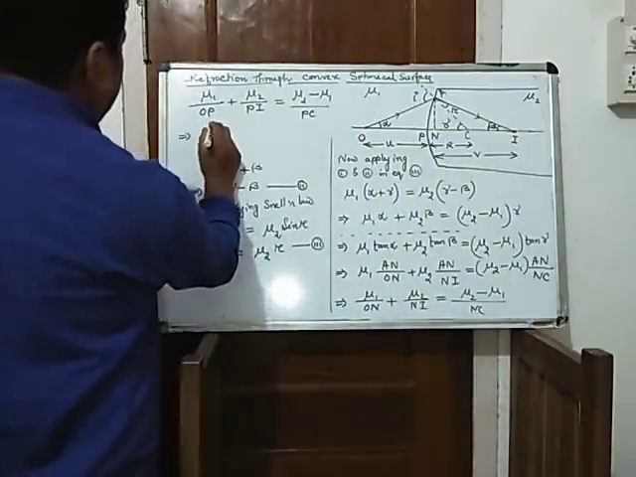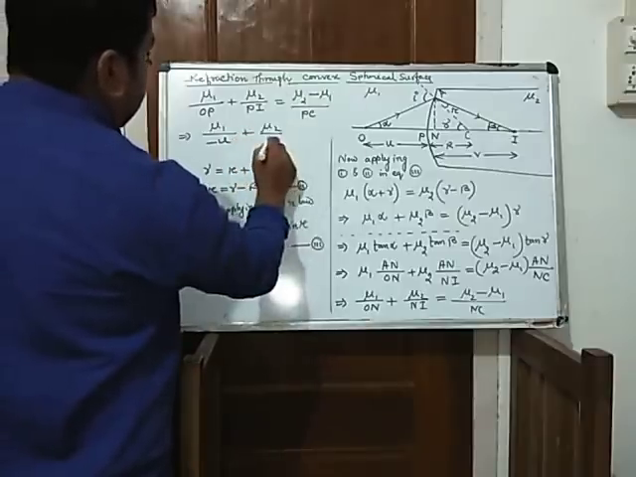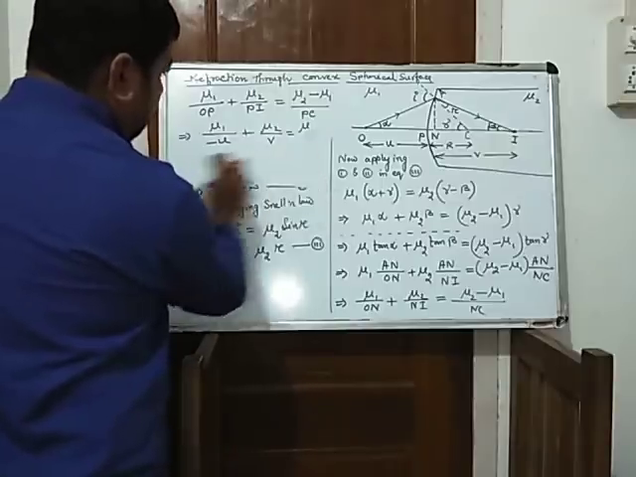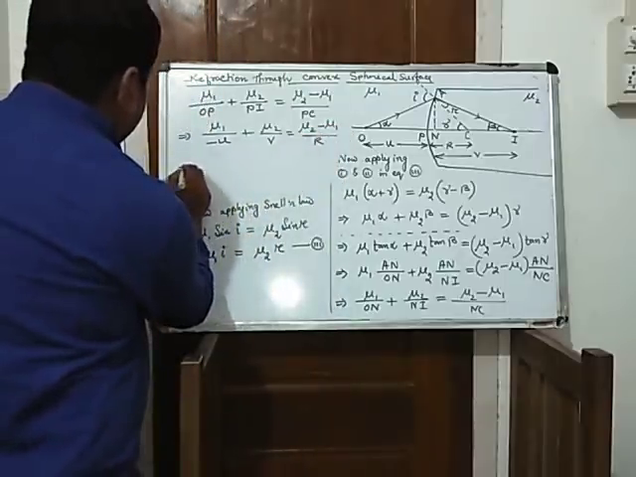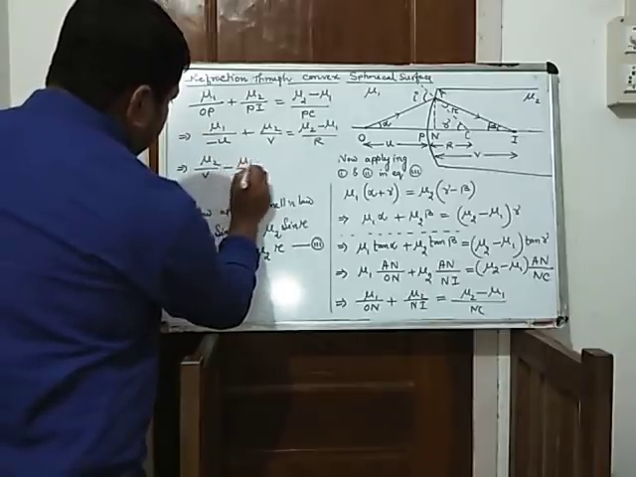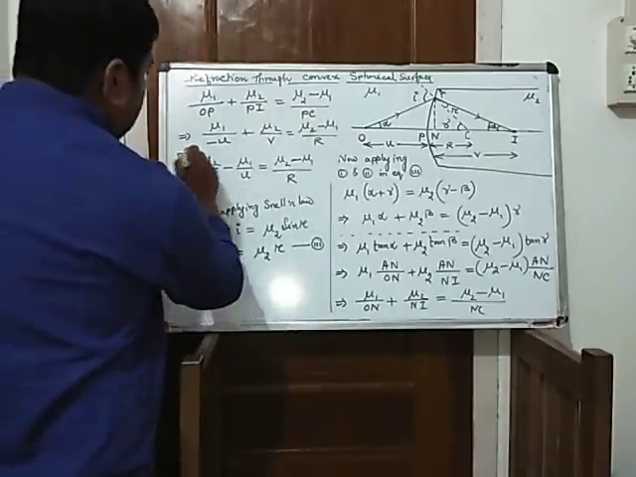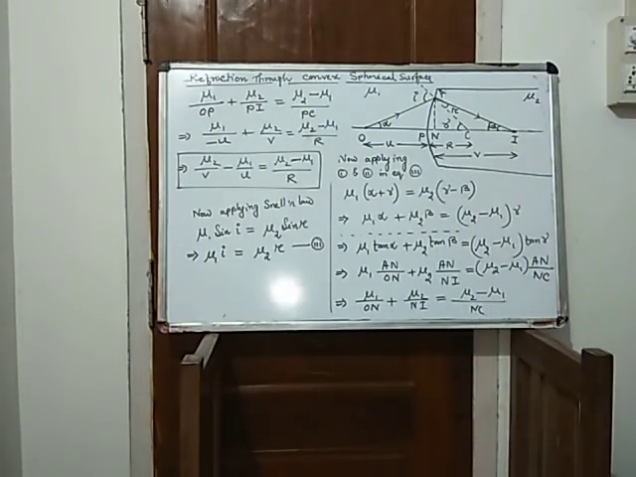Okay. So mu 1, u means in front of it, so it is minus. Plus mu 2, behind it, so it is plus. Equal to mu 2 minus mu 1, and PC means this is R. So here we get mu 2 by v minus mu 1 by u equal to mu 2 minus mu 1 by R. So this is the spherical surface formula. What is this? Mu 2 by V minus mu 1 by U equal to mu 2 minus mu 1 divided by R. This is the spherical surface formula.